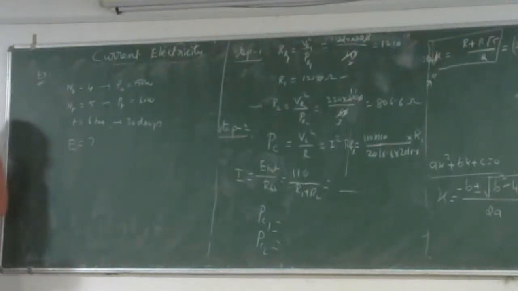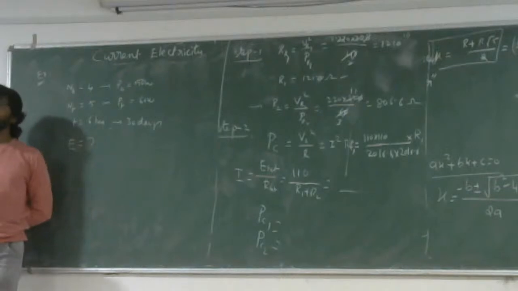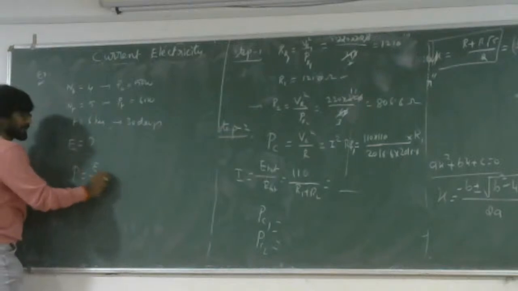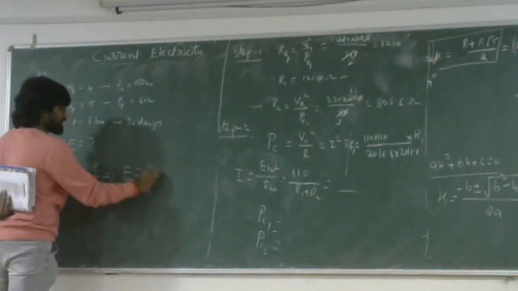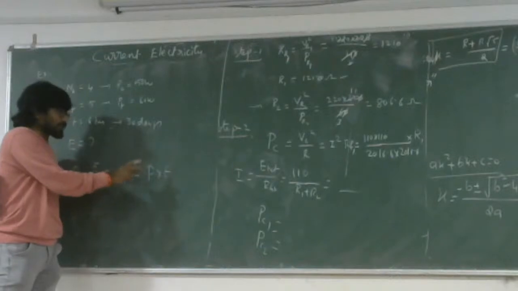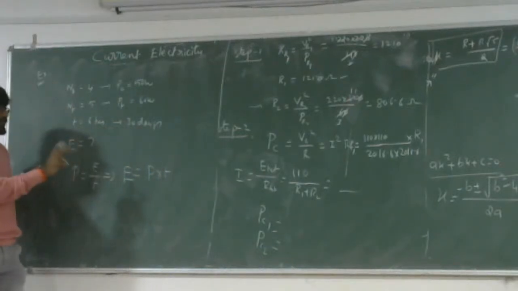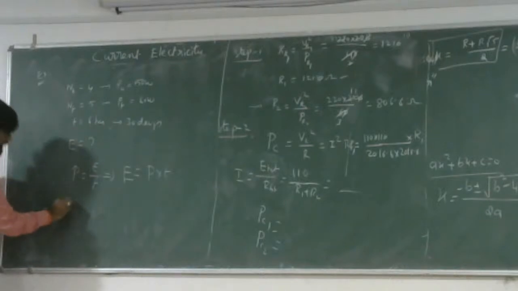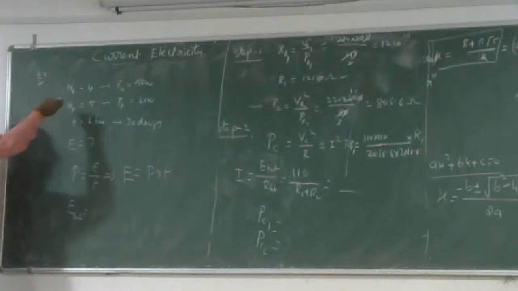You know that power is energy by time. From this you can write energy is equal to power into time. Is it clear, everyone? If you have one device whose power is this, and it is consuming this power for this much time, the energy consumed is power into time. If two devices are there, into 2.